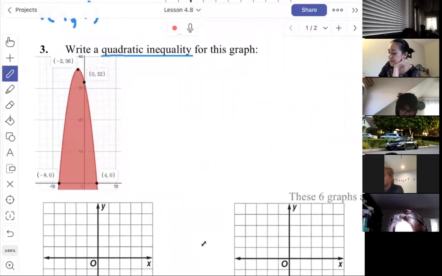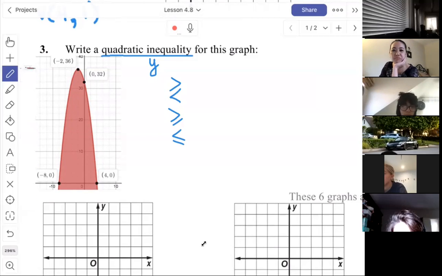Okay, so I know I'm going to have some sort of y to start with. Okay, let's pick our inequality. Is it going to be greater than, less than, greater than or equal to, less than or equal to? Those are our 4 choices. So what is it definitely not going to be? What do you guys think? Out of the 4, we can probably eliminate 2 of them right off the bat. Which one can we eliminate right off the bat?